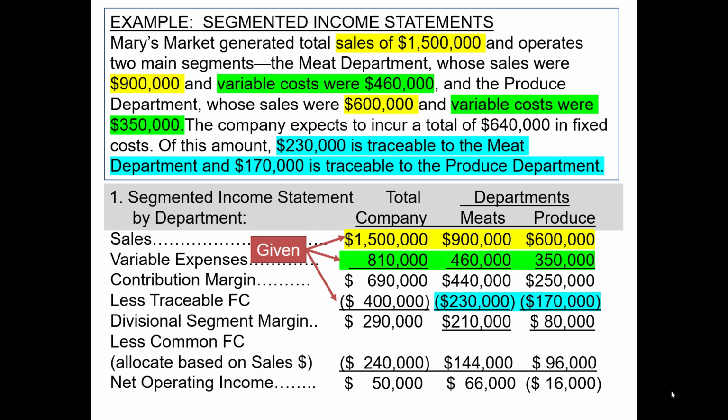But then we have to find the common fixed costs. And that $240,000 of total common fixed cost was computed based on the fact that we were told total fixed costs will be $640,000. And we know that $400,000 was direct fixed cost. So $240,000 must be the total common fixed cost.